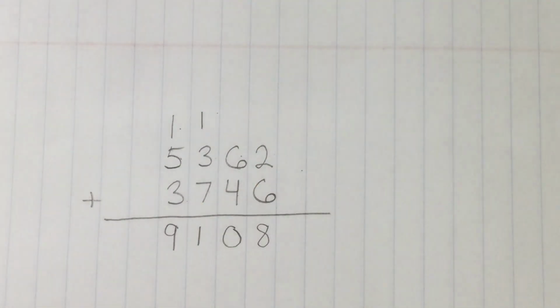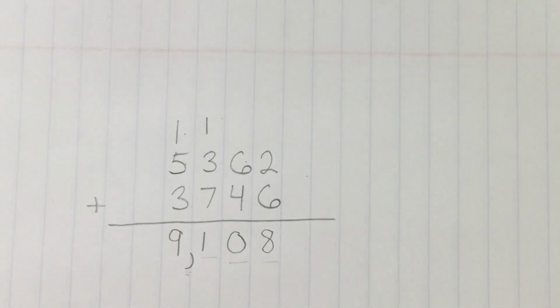So when we do this in small groups, we'll often be using lined paper. And there we have 9,108. Remember that we always have 3 digits after the comma. And when we're reading the number, we only say 1,000 once, and it is when we get to the comma.